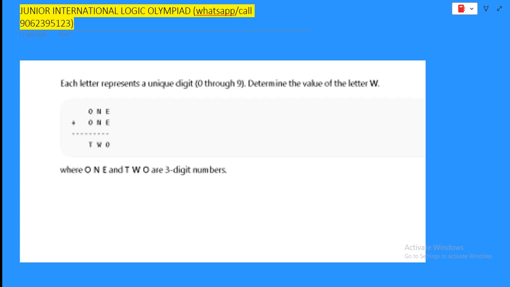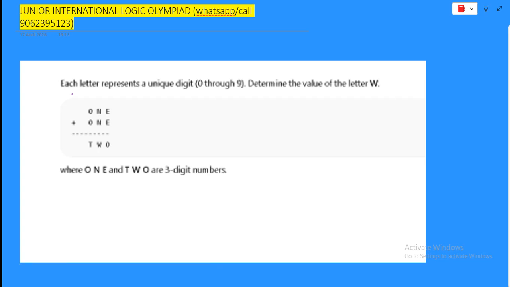Champions, today we are solving a question from the Junior International Logic Olympiad, JILO, where the questions don't just test your brain, they interrogate it like CID officers. This examination is famous for logical puzzles, pattern recognition, and problems where numbers dress up as letters, like today. If you can solve this, trust me, you are already thinking like a mathematician, not just a student. So let's come to the question first.